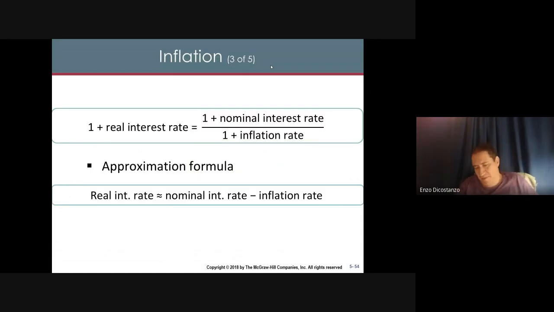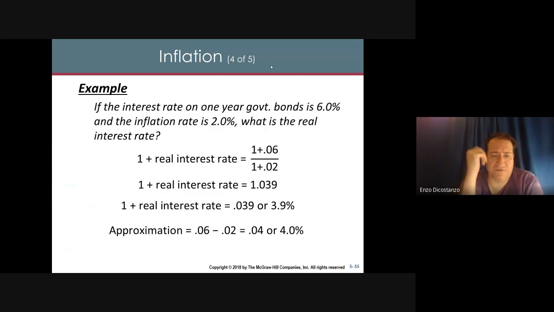This is a formula. I put this formula on Blackboard for you guys when we started. The nominal rate equals 1 plus real times 1 plus inflation. There's an approximation formula for inflation. So we're going to use this to relate inflation and nominal rates and produce a real interest rate. You compute a real interest rate.